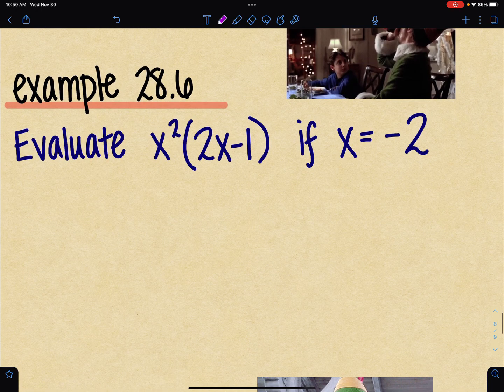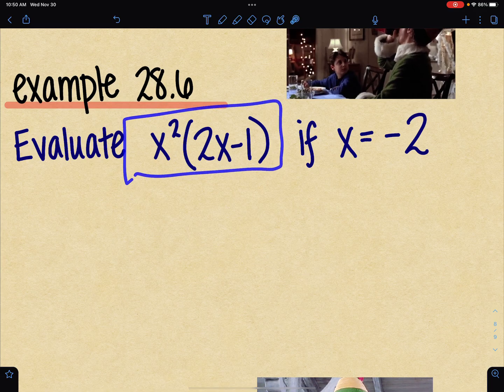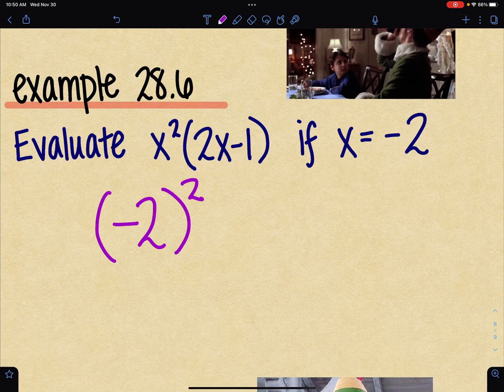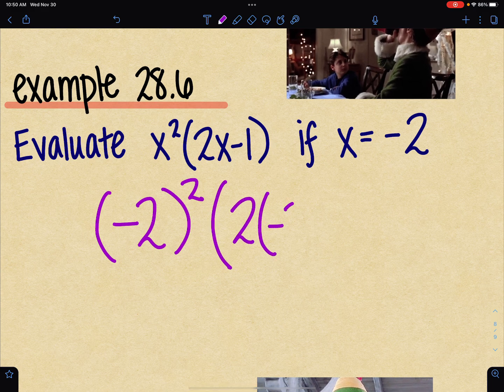Okay, this just says evaluate this expression if x is equal to negative 2. So once again, we are just going to plug in negative 2 squared. Notice where I put that negative. I put it inside the parentheses. That was the correct way to do it. And then this is going to be 2 times negative 2 minus 1. All right, now we just do the math.